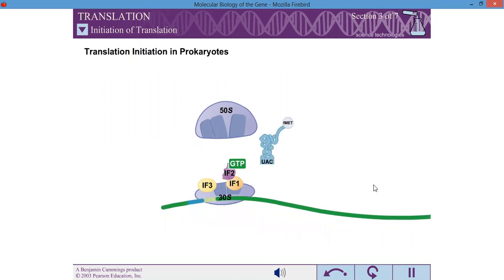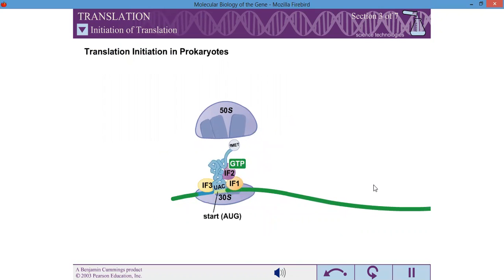Next, both the mRNA and initiator tRNA can assemble onto the complex. Initiation factor 1 blocks tRNAs from improperly entering the A site, and IF2 brings the initiator tRNA charged with F-methionine to the P site.